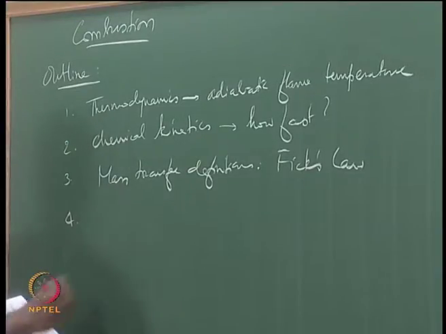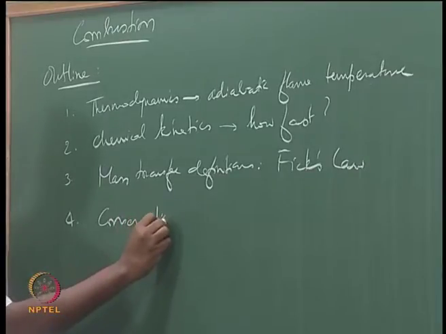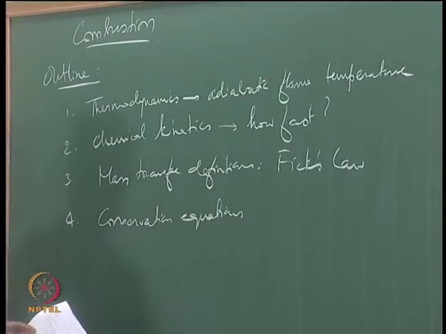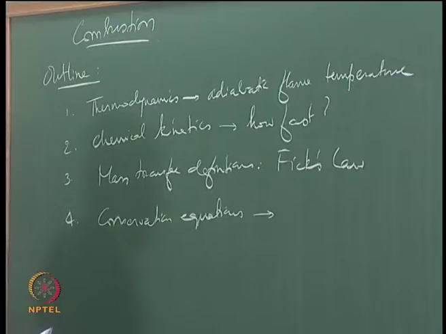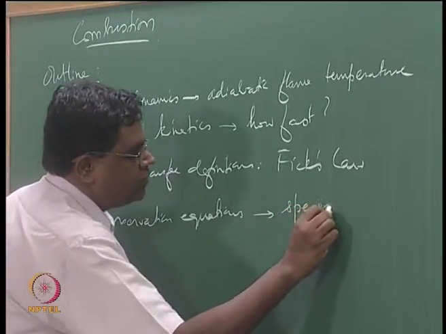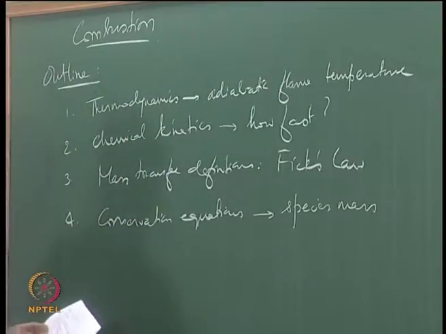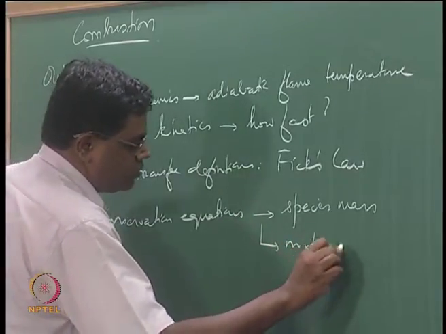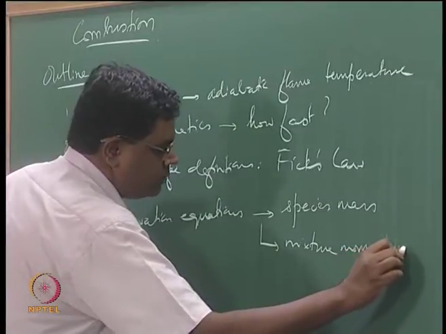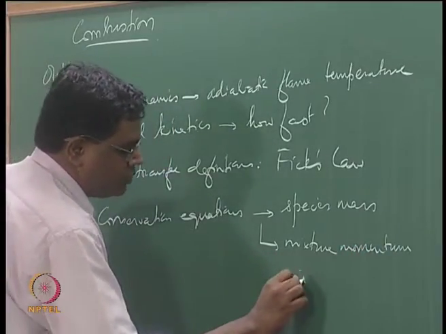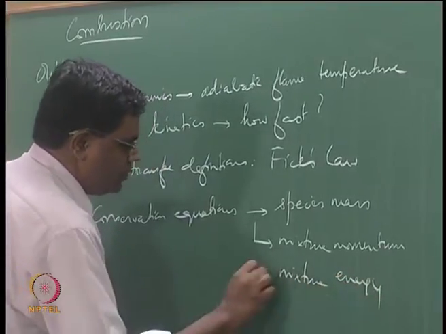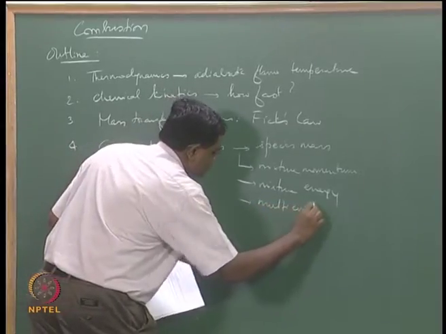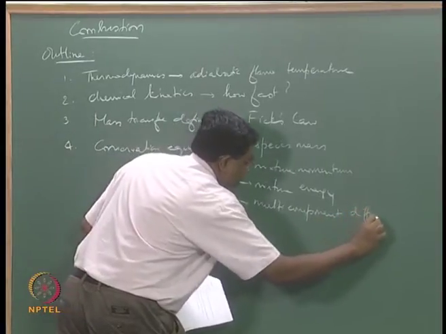Number 4, conservation equations. So here the most important thing that we will bother about is species mass conservation, and then we will also worry about mixture momentum, mixture energy, and what's called multi-component diffusion. All right.